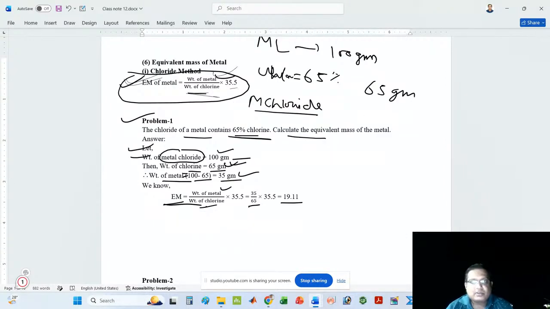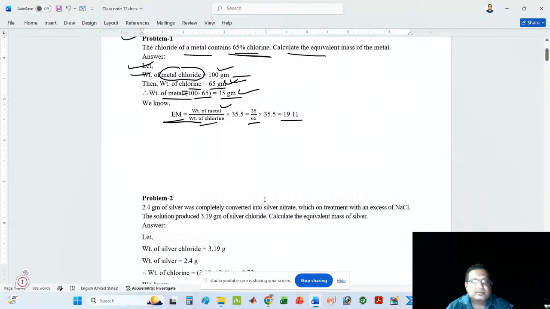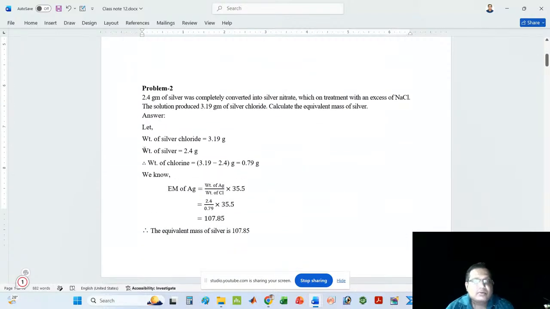Next, let us move to another problem. 2.4 gram of silver was completely converted into silver nitrate, which on treatment with excess of NaCl, the solution produced 3.19 gram of silver chloride. Calculate the equivalent mass of silver.